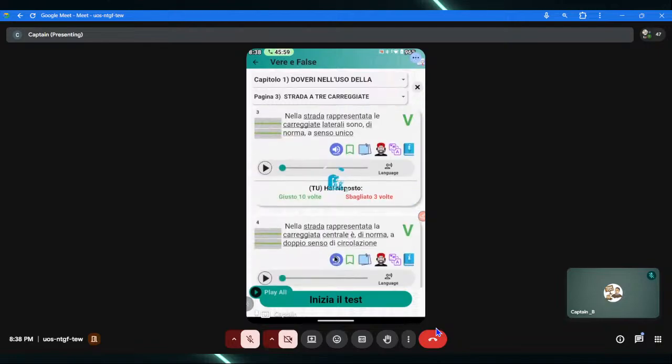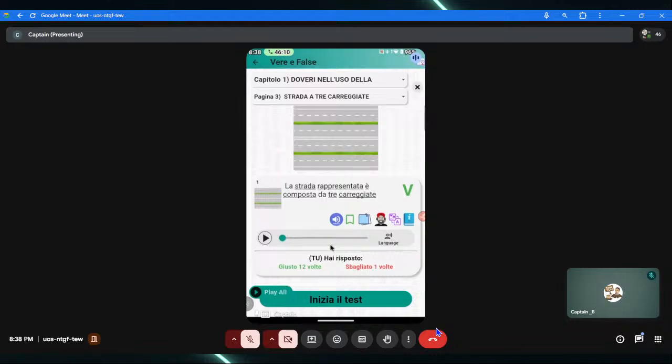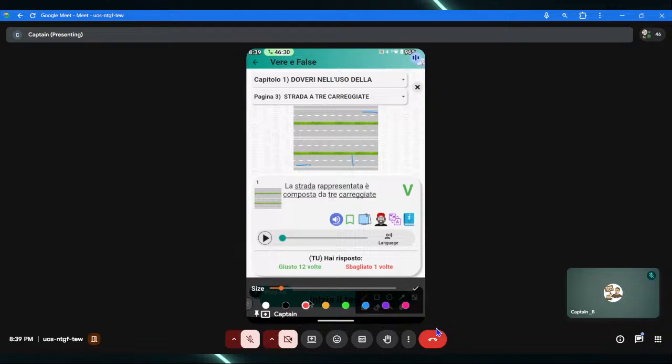Number 4, attention. Nella strada rappresentata la carreggiata centrale è, di norma, a doppio senso di circolazione. Now, attention, let me show you something. Doppio senso di circolazione. Now, he said this lane here is one-way circulation, senso unico. Senso unico is that going, nothing is coming. Let me make it clear for you. You are not to expect anything from this side. Likewise, nothing is coming from this side.